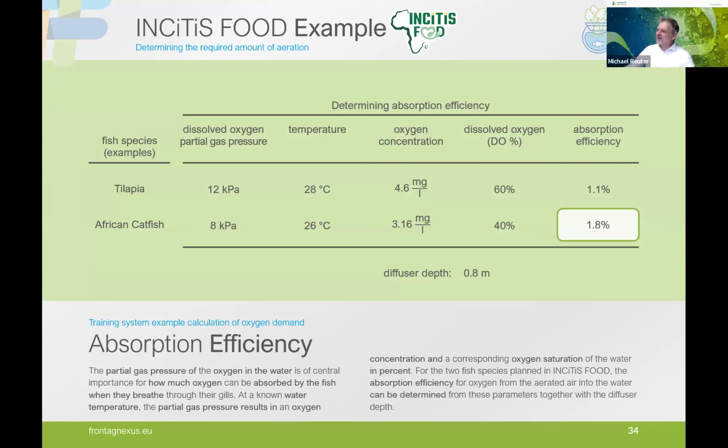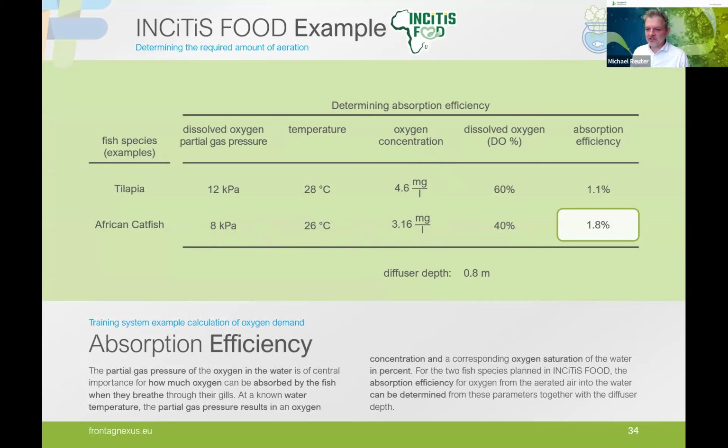So doing a quick example, we will calculate again for African catfish. We gave in our optimal parameters table the dissolved oxygen partial gas pressure of 8 kilopascal. We know that our optimal temperature for the catfish will be 26 degrees. And this makes the oxygen concentration that we are aiming for, 8 kilopascal at 26 degrees, about 3.6 milligrams per liter. And this corresponds to a saturation of 40%.